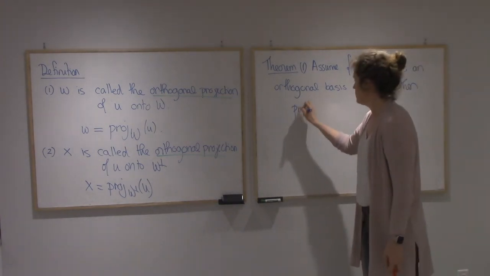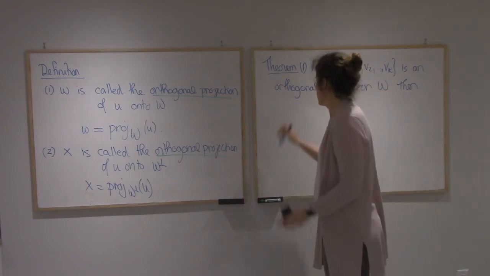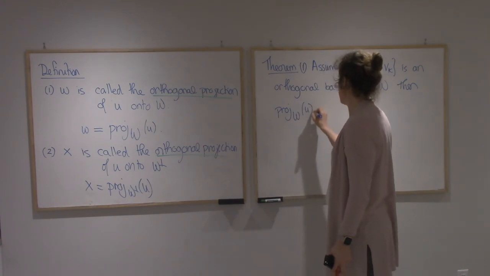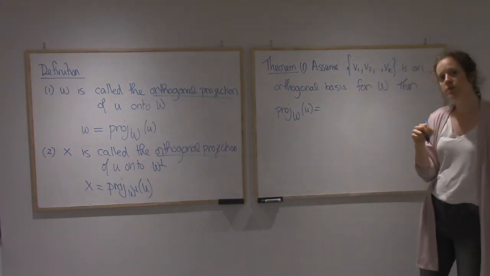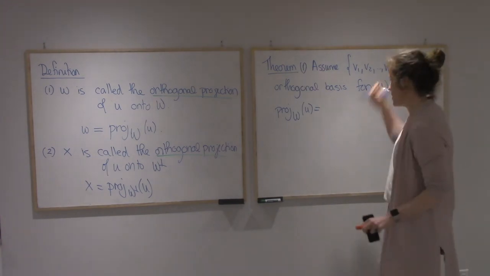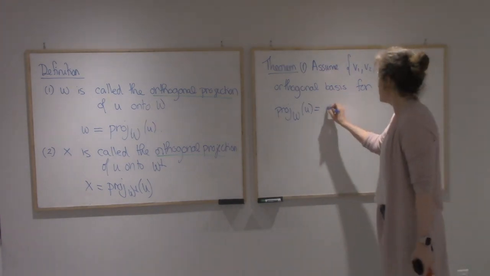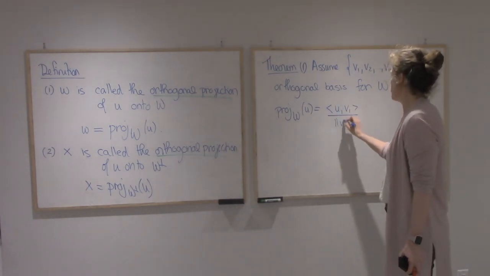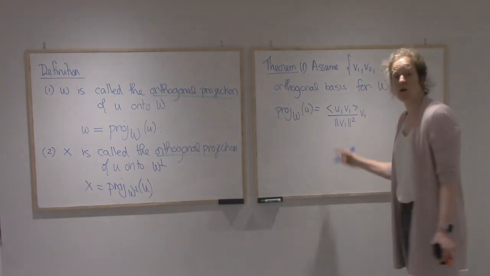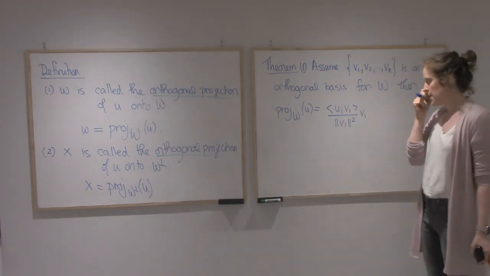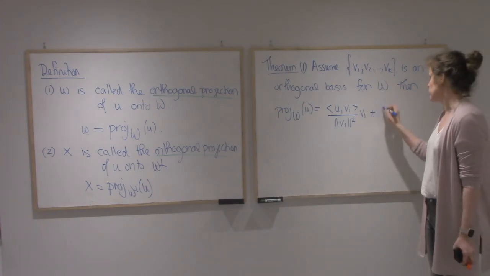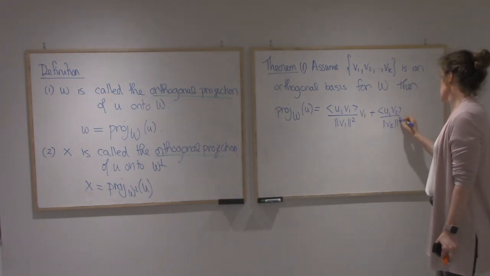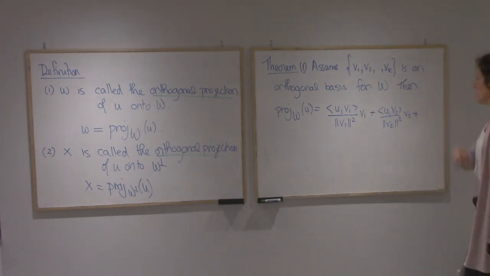the projection on W of U. We're going to start the same way we did for projections in Rn onto a vector. So I'm going to take (U · V1) over the length of V1 squared, times V1. All right? So that's our projection onto V1. And then we're going to add the projection onto V2. And so on.